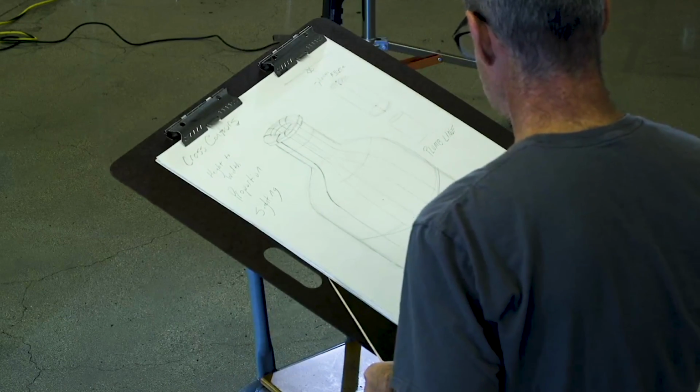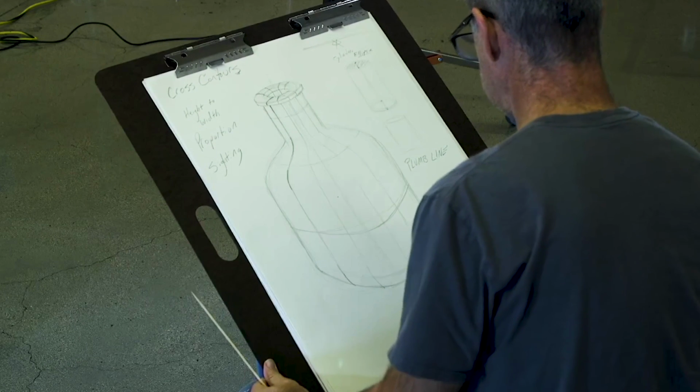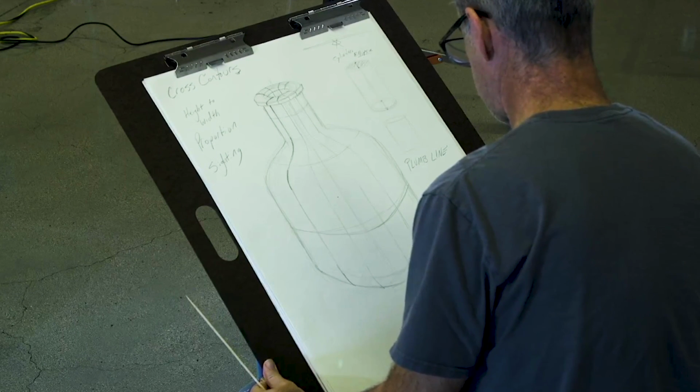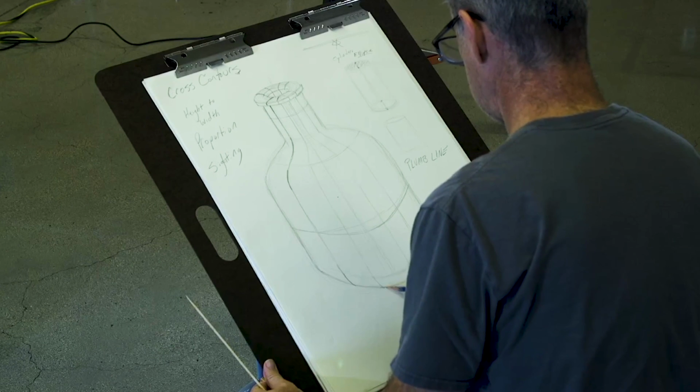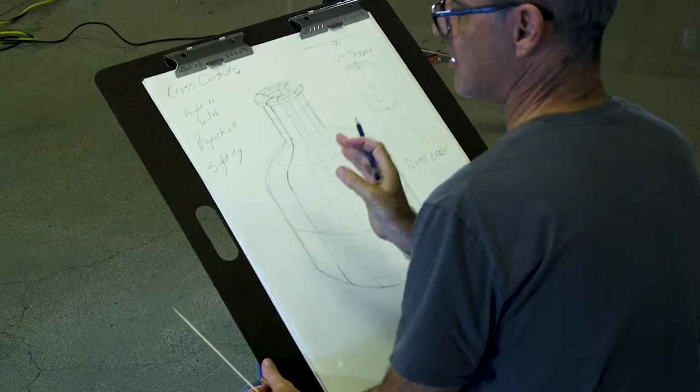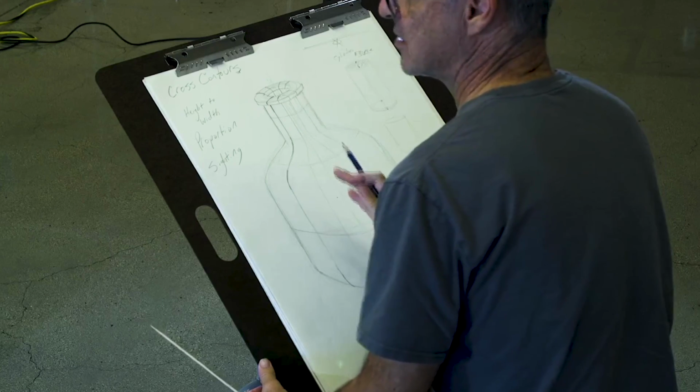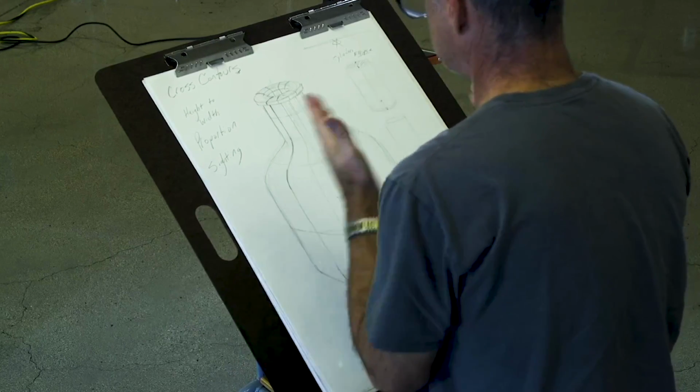So we have the cylinder, and the next thing we're going to do is we're going to draw a piece of fruit, an apple, with cross contours, and you'll see how what we just did relates to that, okay? Okay, so that's cylinder.